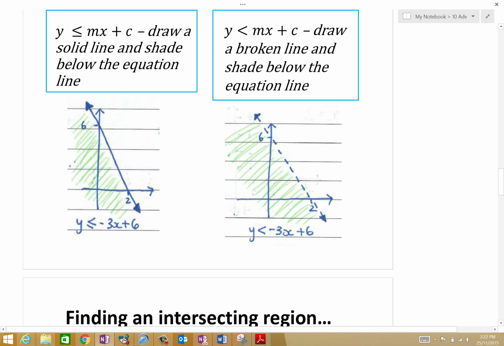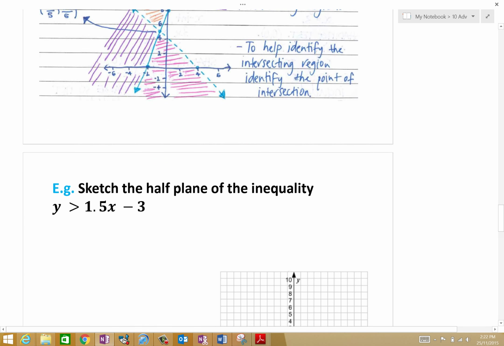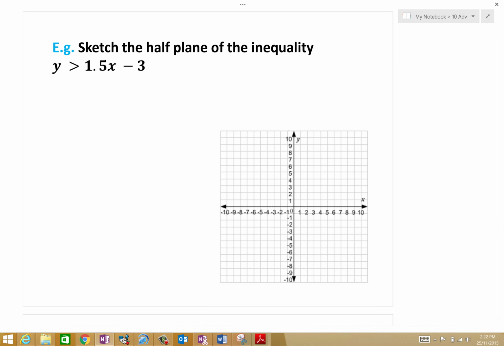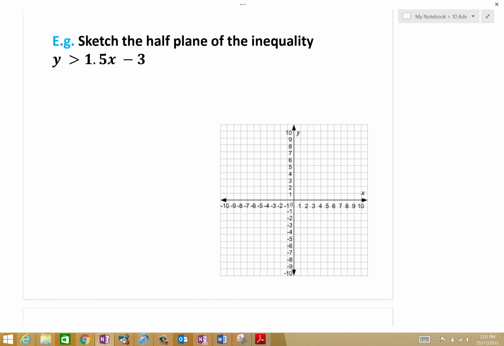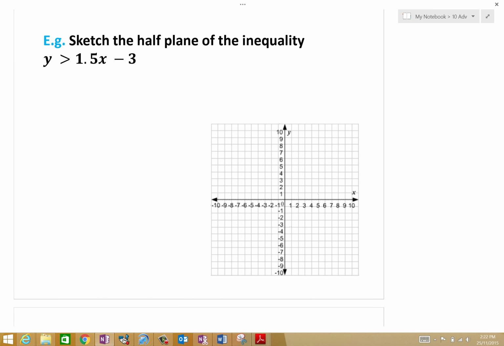So similarly, for less than, it's going to look like this. Now, we won't go through intersecting regions just yet, but let's have a look at sketching this half plane. Now, I'm going to pause this. I'd like you guys to have a go at it. Step 1 is to sketch the line as though the equal sign never existed. So step 1, sketch the line without the inequality.